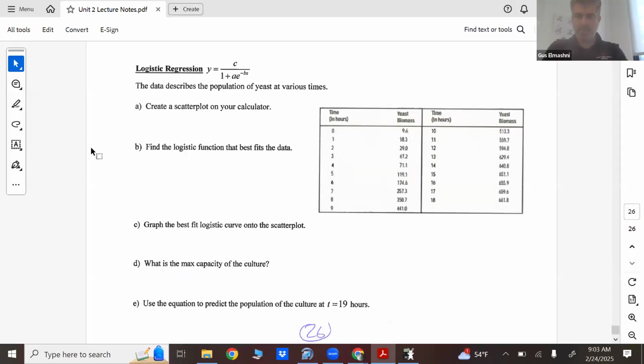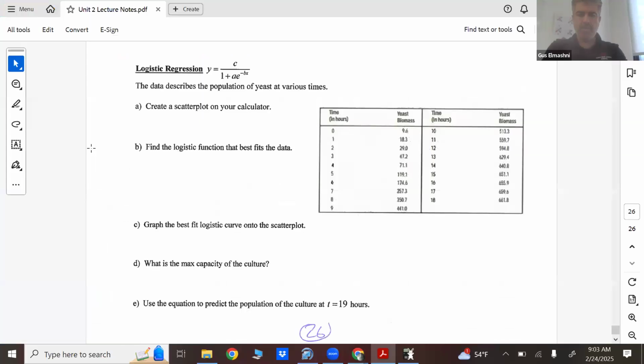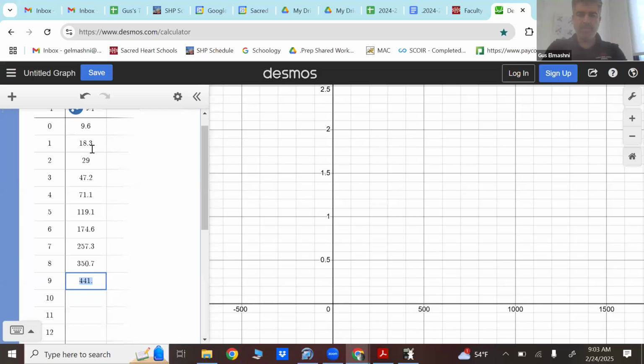257.3, 350.7, 441, 513.3, 573.3, 513.3, keep going, 559.7, 594.8, 629.4, 640.8, 651.1, 655.9, 659.6, 661.8.